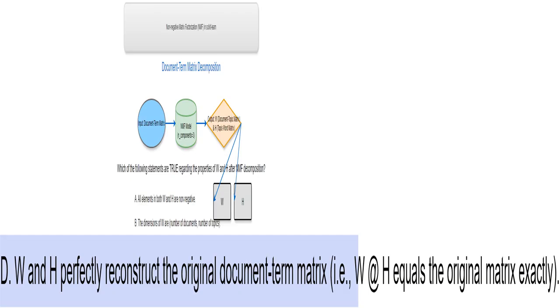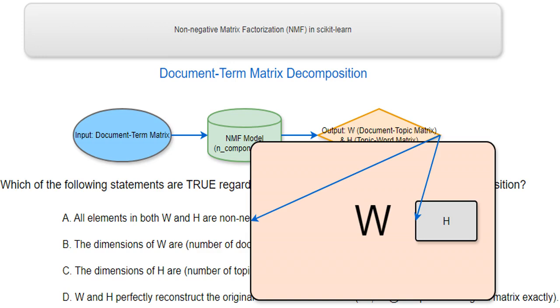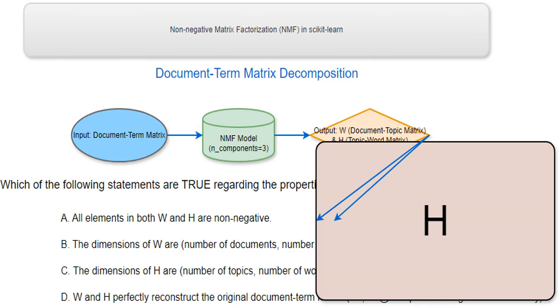This statement is incorrect. NMF doesn't reconstruct the original matrix perfectly, it creates an approximation. The matrix multiplication of W and H will be close to the original, but not identical. This refers to the document topic matrix, the result of applying NMF. This refers to the topic word matrix, the other result of the NMF process.